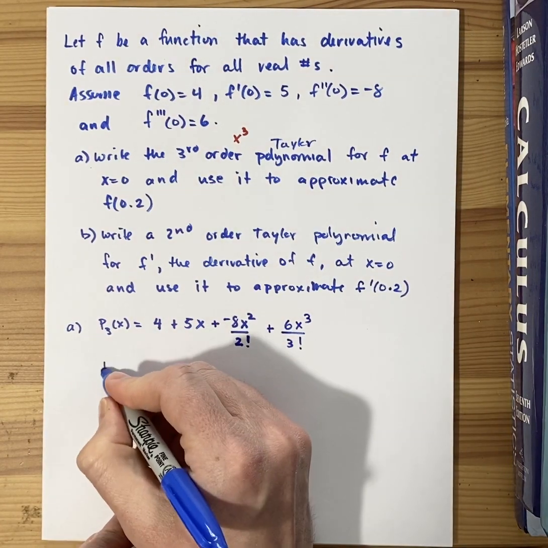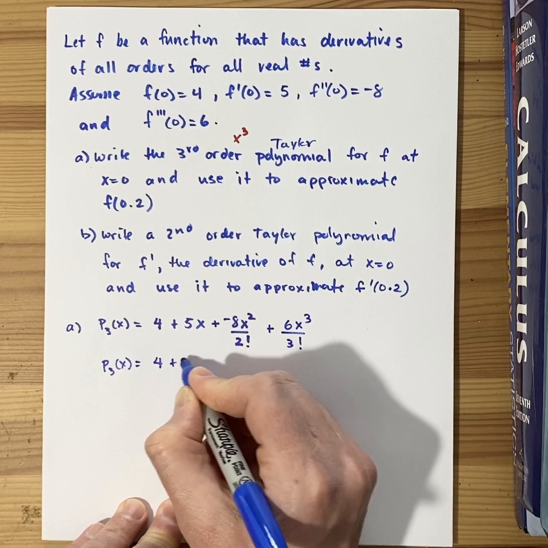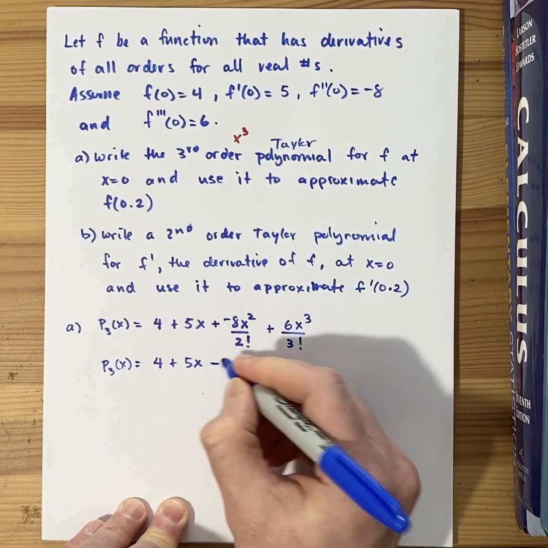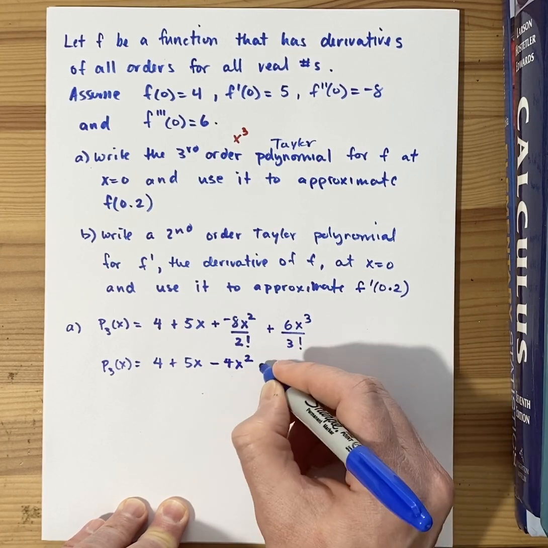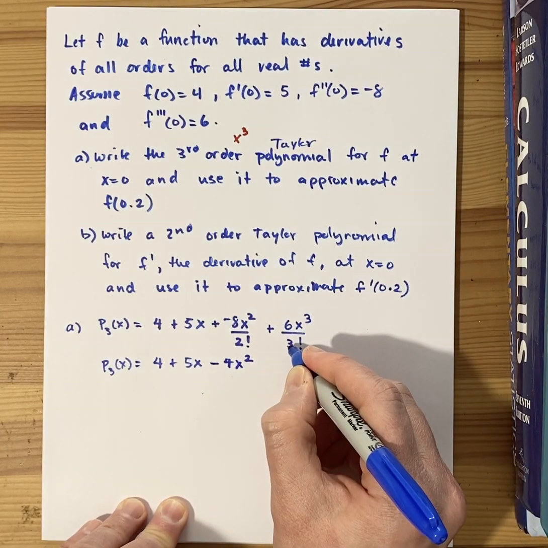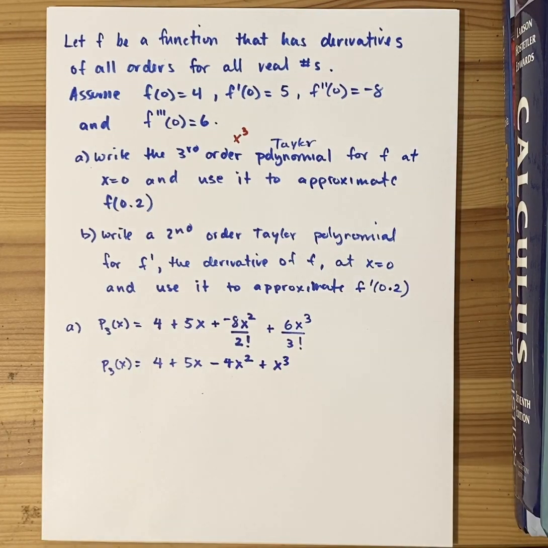We could clean this up a bit to make it easier for us when we plug in. So think about it, 8 divided by 2 is going to be 4x squared, and 6 divided by 3 factorial is 6 divided by 6, so that's just 1. So it looks like that. So that's the first part.